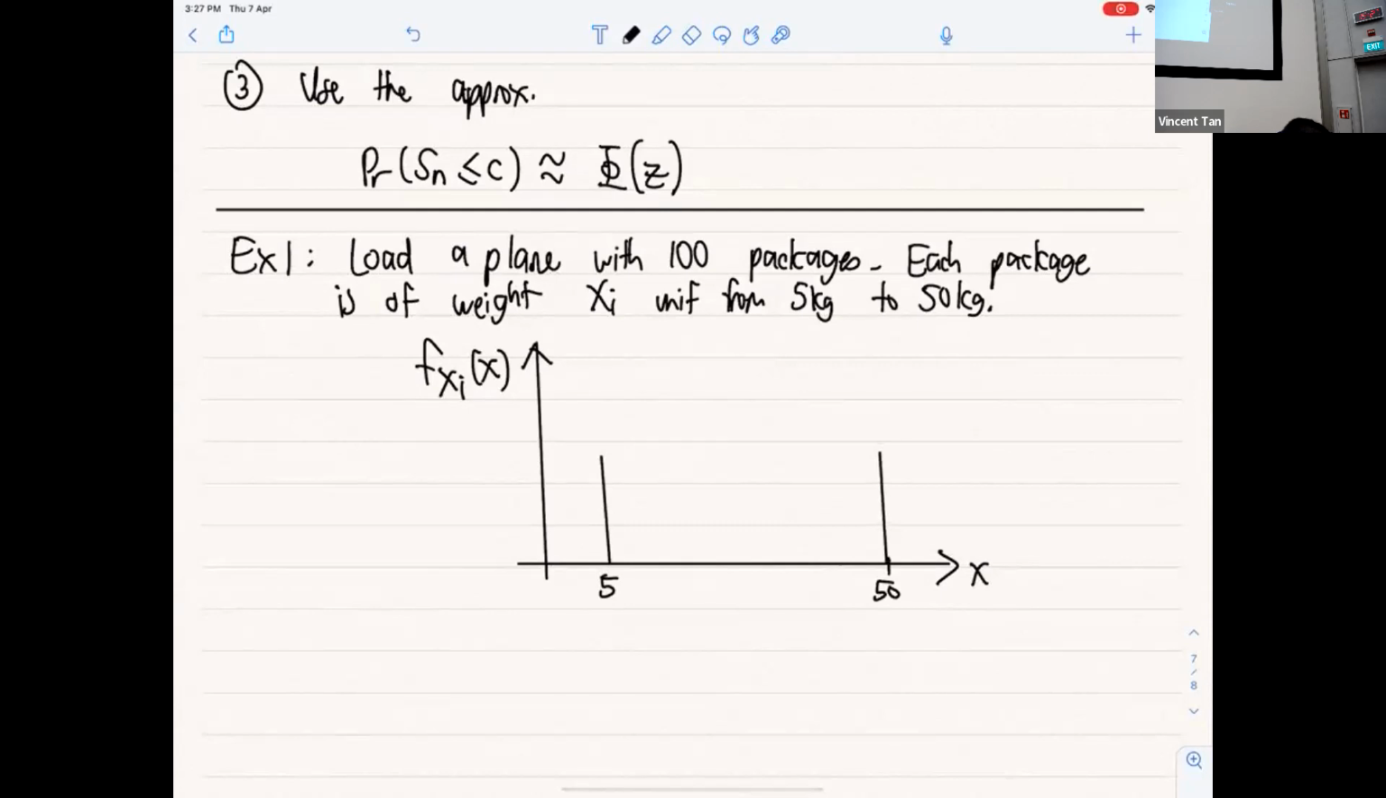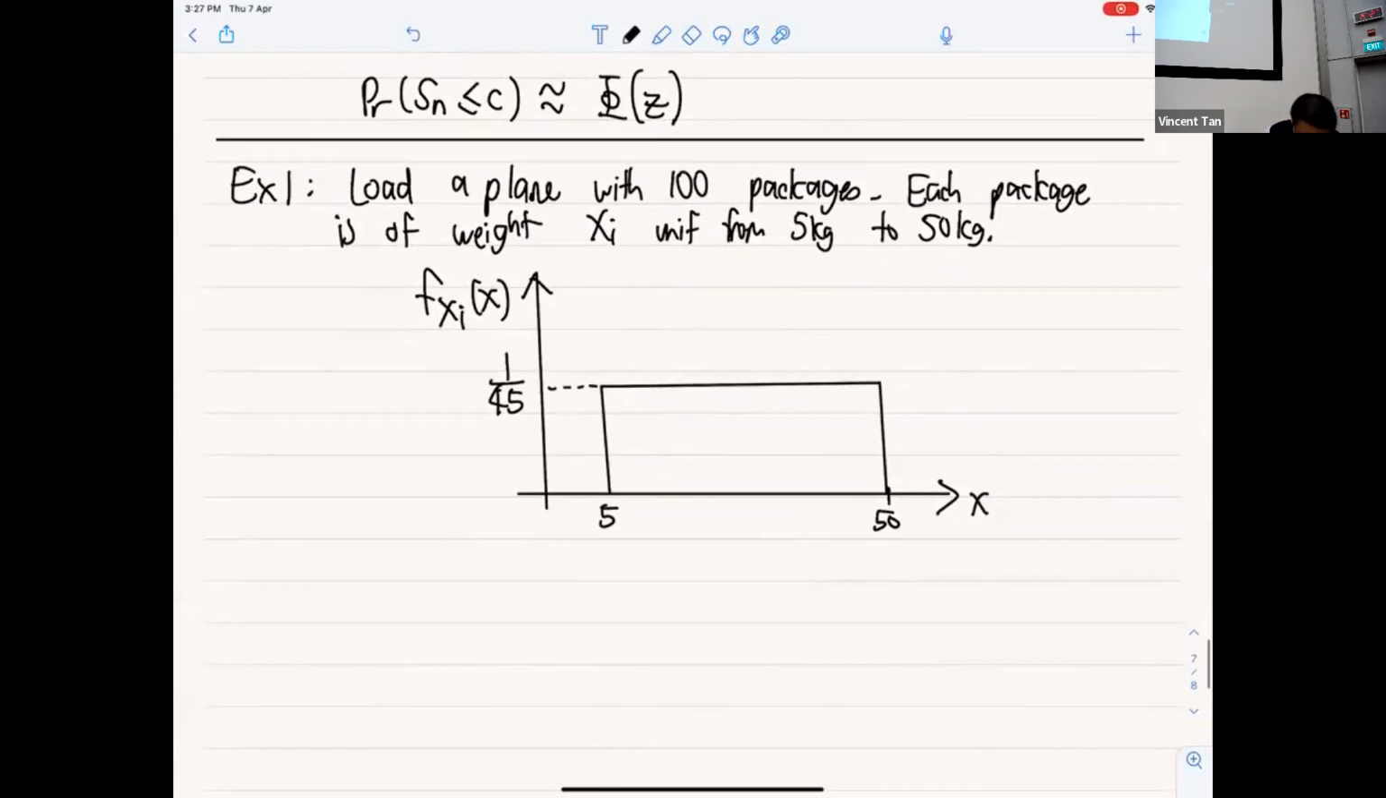So we are basically going to put packages in a plane, and this is 1/45. Hopefully you can see. All right, so each one of these is the probability density function of the weight of a particular package. All right, so we are interested in the probability that the total weight on the plane exceeds 3,000 kg.